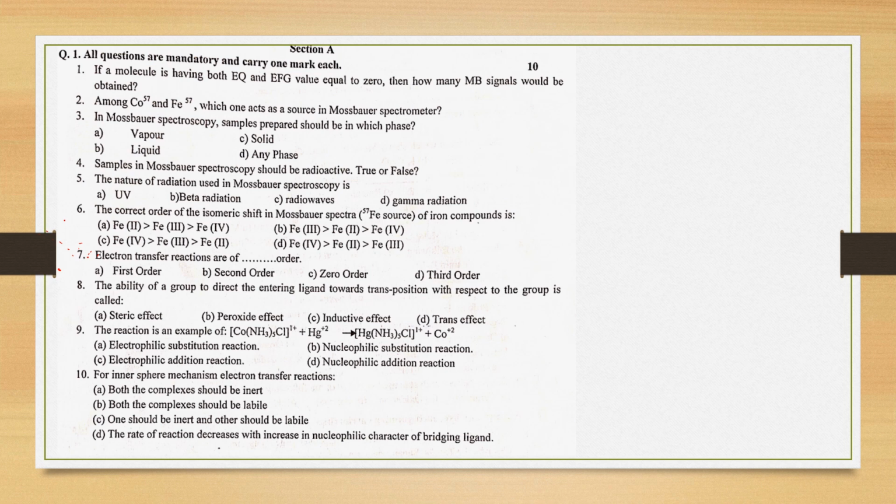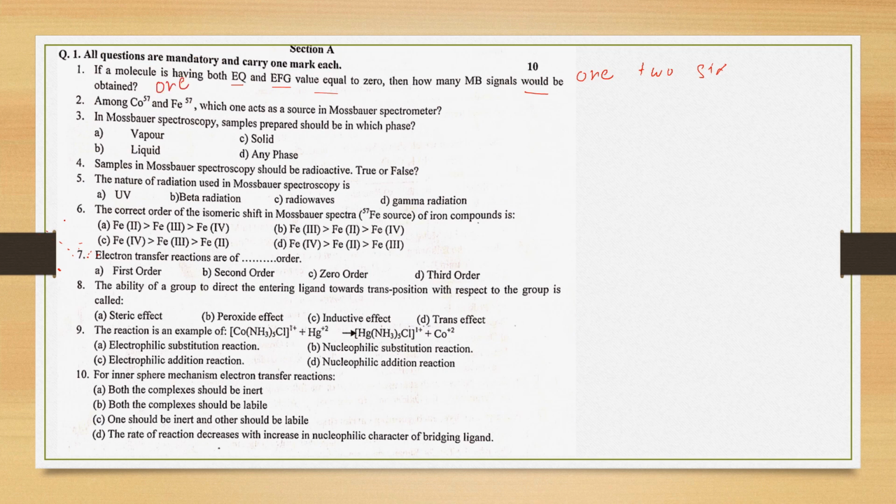Okay, so let's discuss these questions. First, if a molecule has both electric quadrupole and electric field gradient value equal to 0, then how many signals would there be in Mossbauer spectroscopy? As we discussed when I was taking the lecture, I told you that if the electric field gradient is 0, then there would be only one signal. If electric field gradient or electric quadrupole is there, then there would be two signals. And if there is magnetic splitting, then there would be six signals. Okay, so in this case the answer would be 1.